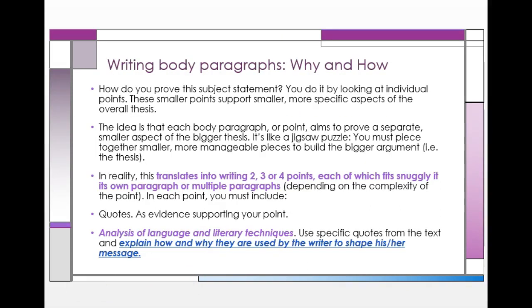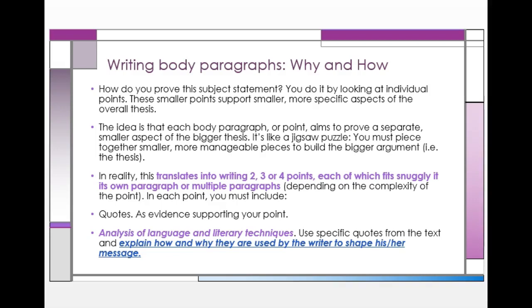So we've come to writing body paragraphs. So how do you prove this thesis statement? You do it by looking at your individual points. These smaller points support smaller, more specific aspects of the overall thesis. So again, the previous thesis statement that we just looked at, you can really hone in on certain words and ideas and then break those down more. So the idea is that each body paragraph or point aims to prove a separate, smaller aspect of the bigger thesis. It's like a jigsaw puzzle you have to piece together.